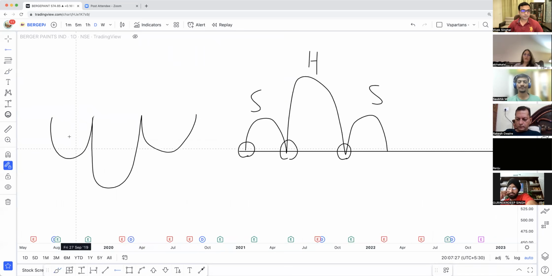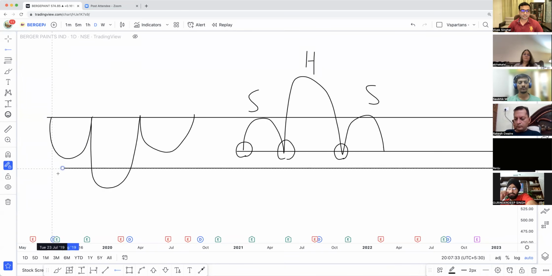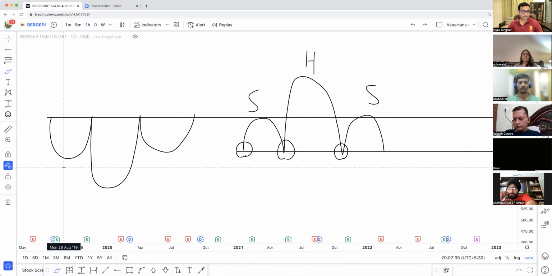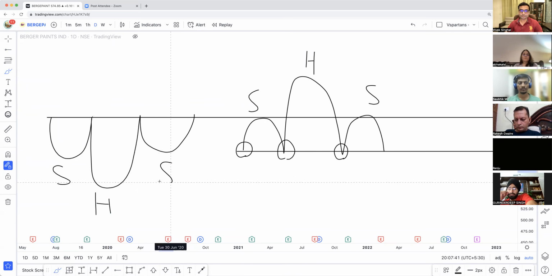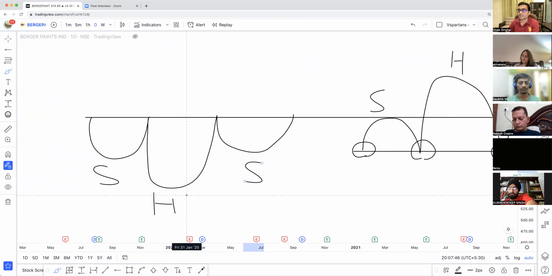Okay? And this is the neckline. So this is the correct one. I'm taking the brush, this is the left shoulder, this is the head, and this is the right shoulder. So in this reverse head and shoulder pattern, there are three connecting points. First connecting point is the starting of the left shoulder. Second connecting point is the end of the left shoulder and starting of the head. Third connecting point is the end of the head and starting of the right shoulder.